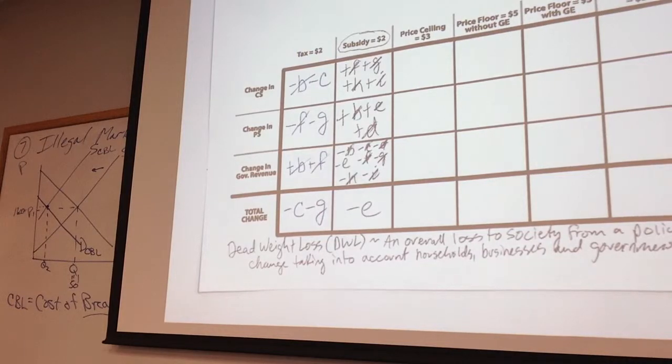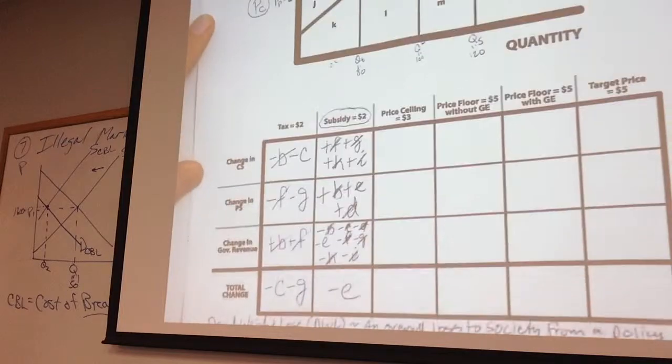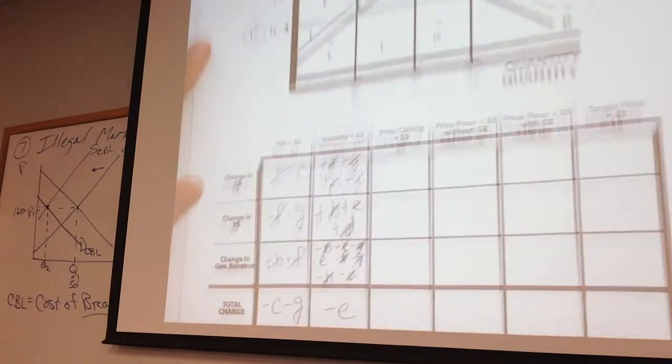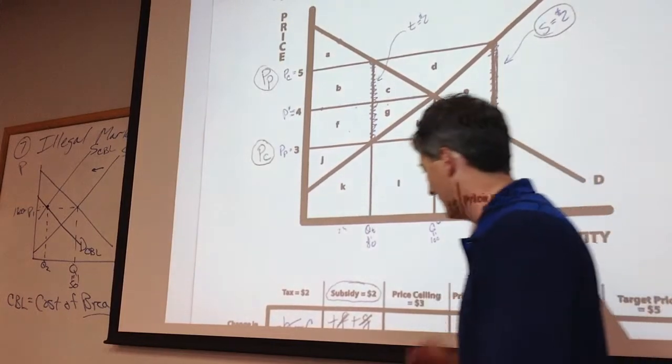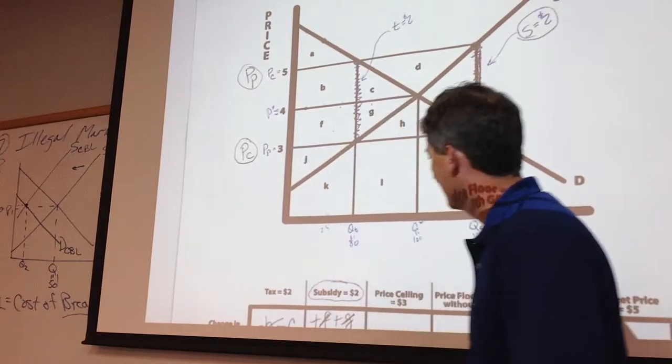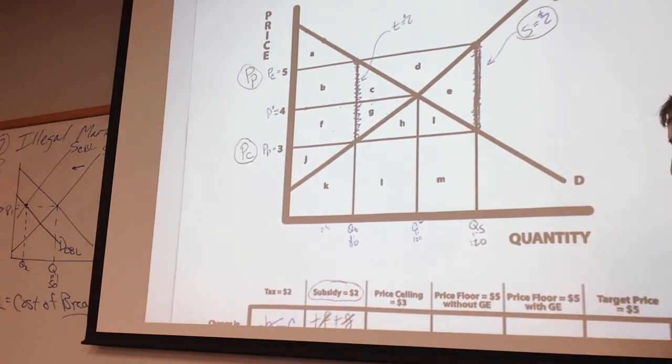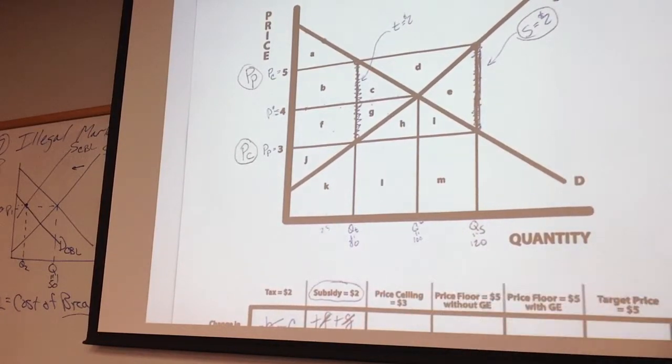Okay, so scratch that out of your head. We're starting over again with column 3. What happens if we take these numbers and we now do a price ceiling? A price ceiling of $2 or $3. A price ceiling of $3. All right.